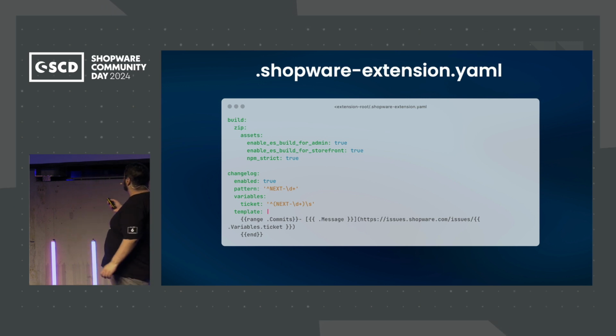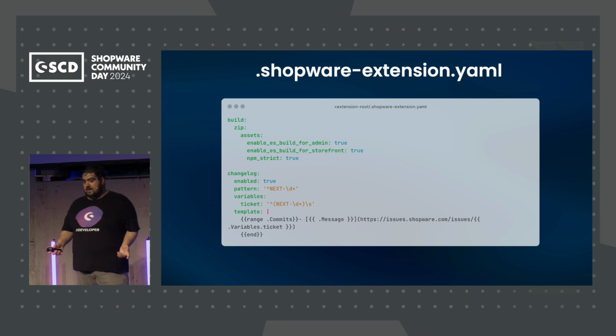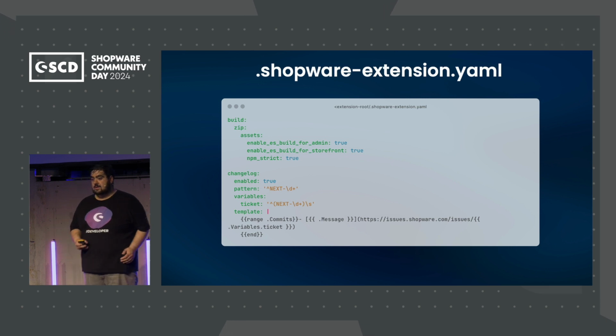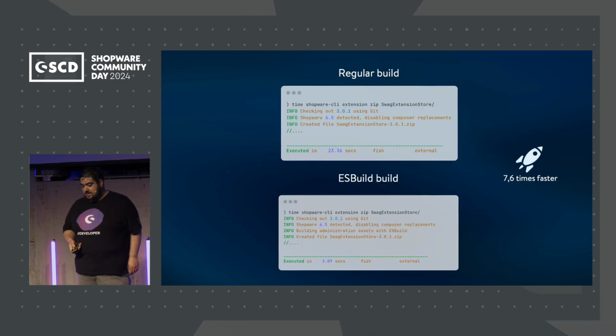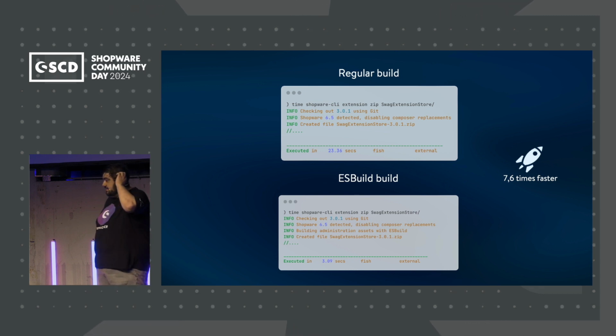The next cool stuff is we have esbuild also enabled. I will come to that on the next slide. esbuild is a Go-based bundler, similar to Webpack, but it's a lot faster. With a lot, I mean, in this case, when we just use esbuild, we are 7 times faster than the normal building.